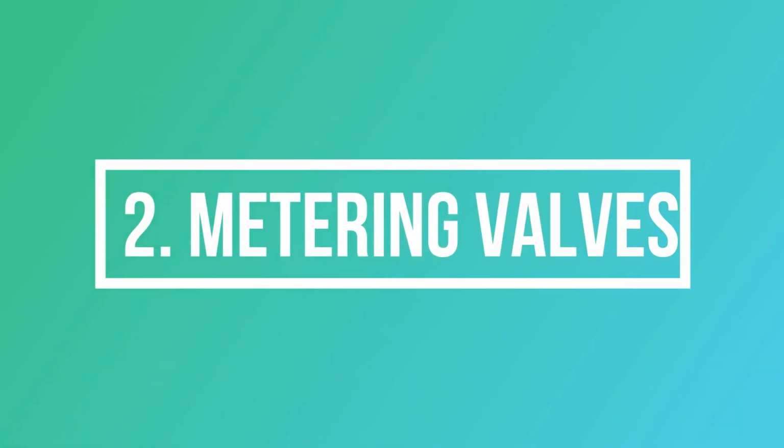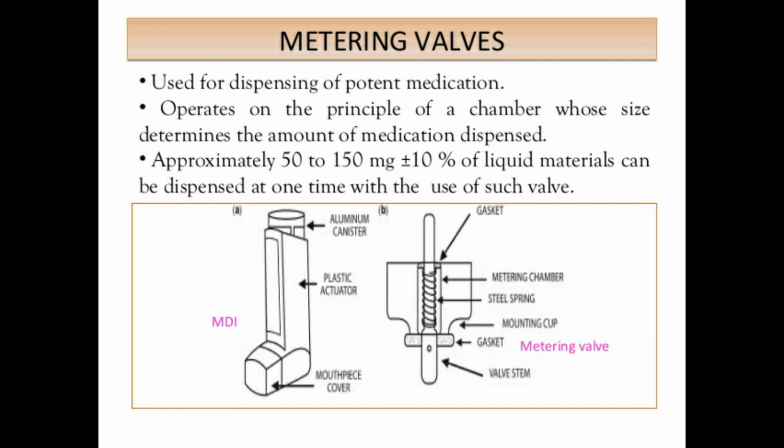The second valve is the metering valve. It is used for dispensing of potent medication, and operates on the principle of a chamber whose size determines the amount of medication dispensed. Approximately 50 to 150 micrograms plus or minus 10% of liquid materials can be dispensed at one time with the use of such valves.